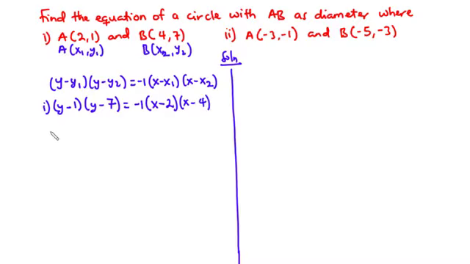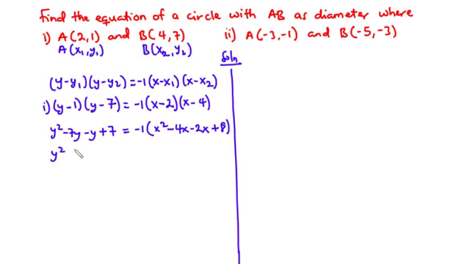Now let's multiply across. So we have y times y, which is y squared. y times -7 is -7y. -1 times y is -y, and then negative 1 times negative 7 is plus 7. This is equal to negative 1, and then we have x times x, which is x squared, x times negative 4, which is negative 4x, negative 2 times x is negative 2x, and then negative 2 times negative 4 is plus 8. Now let's simplify.